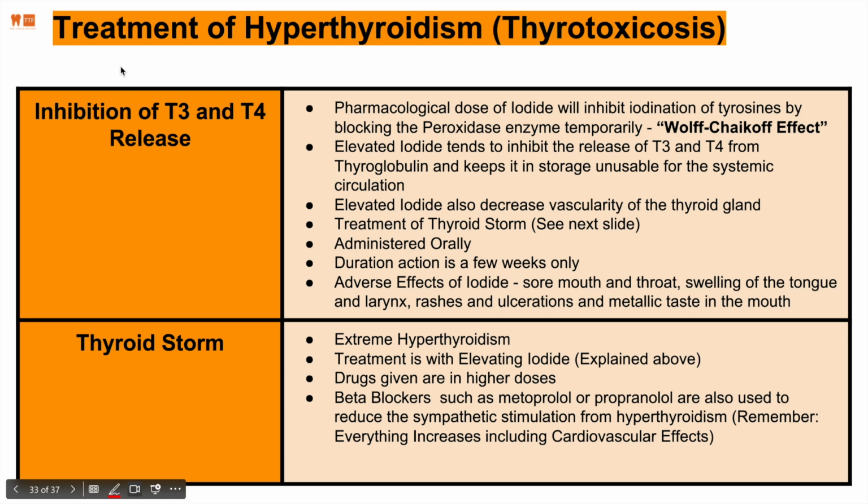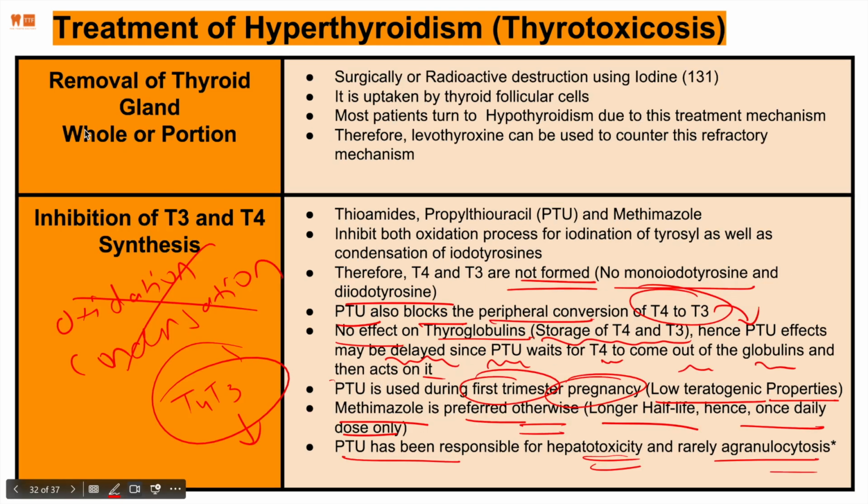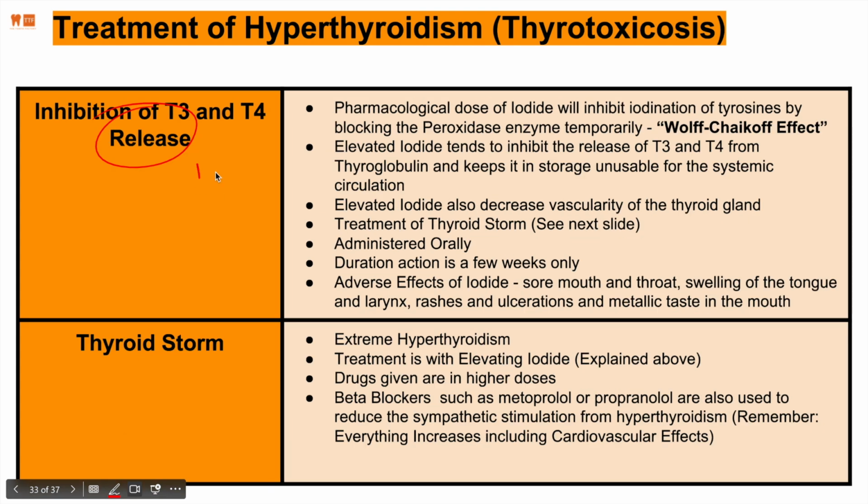Inhibition of T3 and T4 release, right? So what do we do here? We talked about removal of the gland. We talked about the synthesis problem. But remember this section where T4 and T3 are still in the globulin? It's going to come out, and only then can PTU act on it. So we need to delay this. That's where this comes into play, the release.